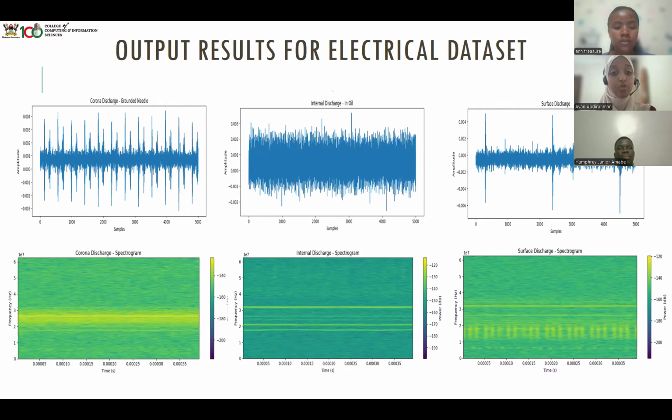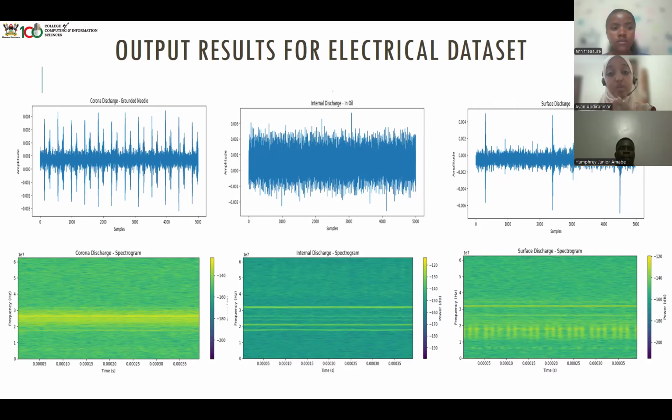Then I'm going to go to the spectrum analysis, which is the lower three, talking about the internal, the corona, and the surface. For the internal, which is at our most left-hand side at the bottom, the spectrum shows a stable horizontal band which runs within the same frequency, meaning the signal energy is concentrated in a narrow frequency range and remains consistent over time.